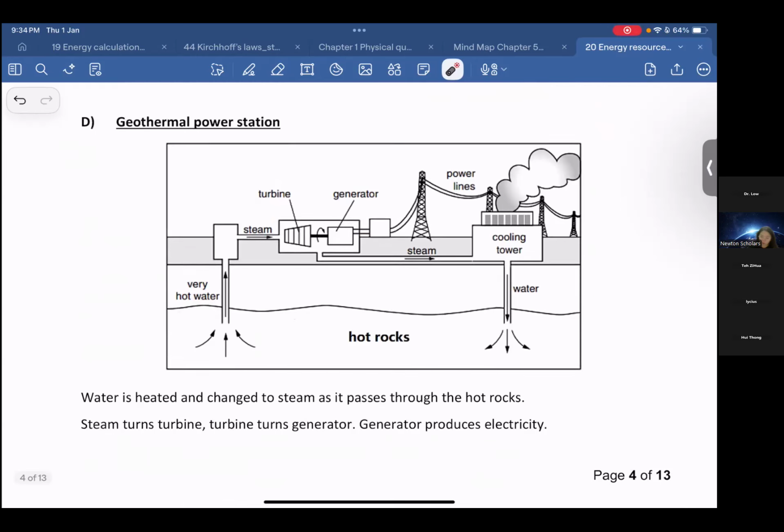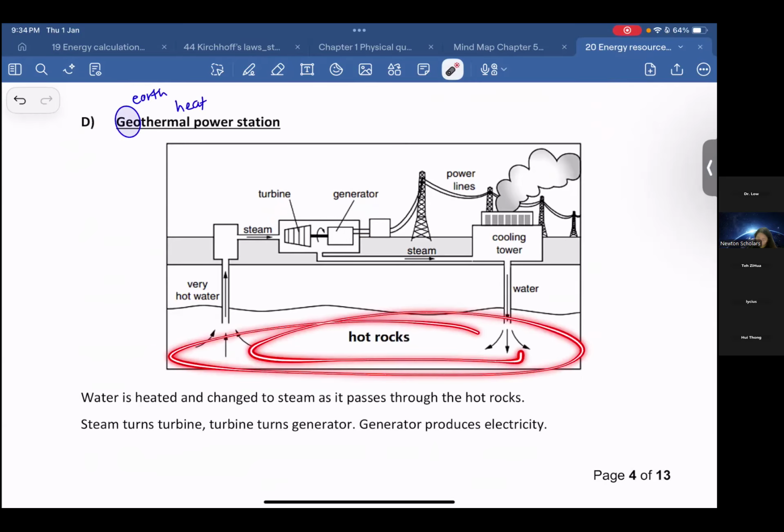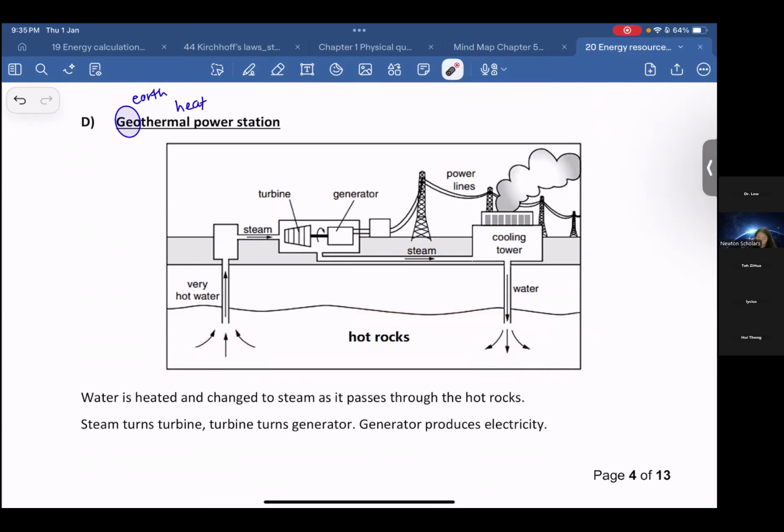Geothermal, as I told you: geo is earth, our earth. Thermal is heat from the earth. So here, how it generates electricity is that the water is heated because this is hot rock. Our earth underground is very hot. Then the water is heated, and the hot water goes up. Water that is very hot turns to steam. Steam turns the turbine, turns the generator, and produces electricity.